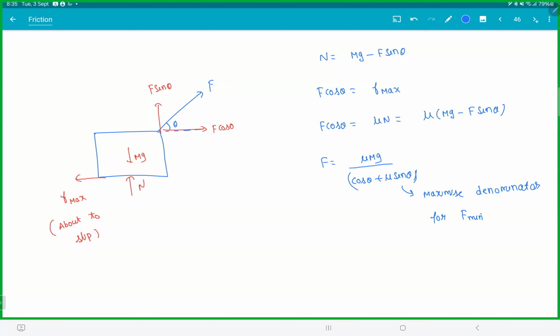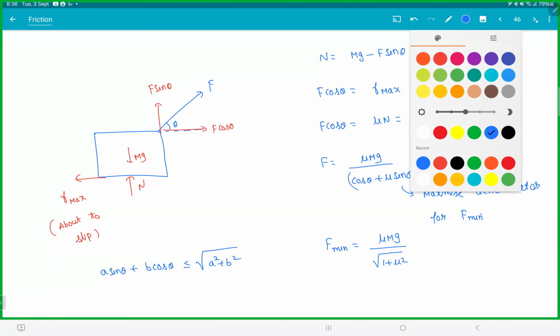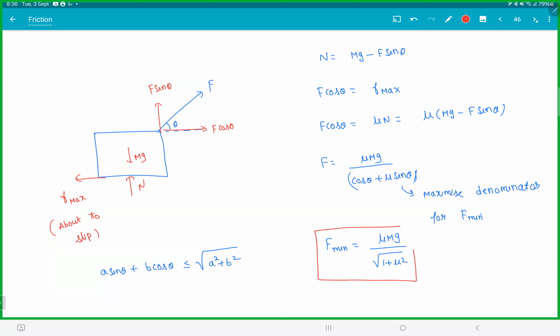You have seen something like this in kinematics. Remember the man crossing the road. And we know from trigonometry, if you have a sin theta plus b cos theta, the value is always less than or equal to root over a square plus b square. Therefore, the minimum force will occur when the denominator becomes root over 1 plus mu square, so F minimum is mu mg by root over 1 plus mu square. If you look at this, this is definitely less than mu mg. This is a result. You should definitely mark it up. Clear?